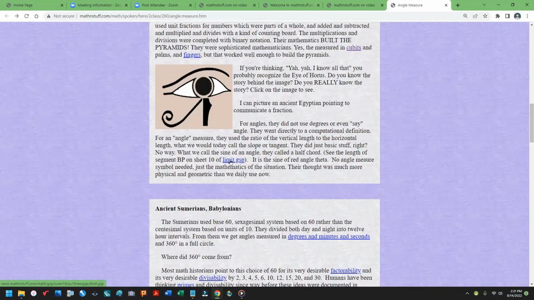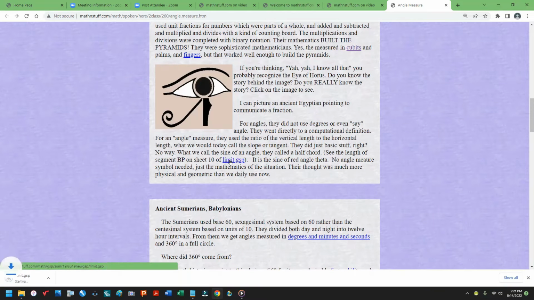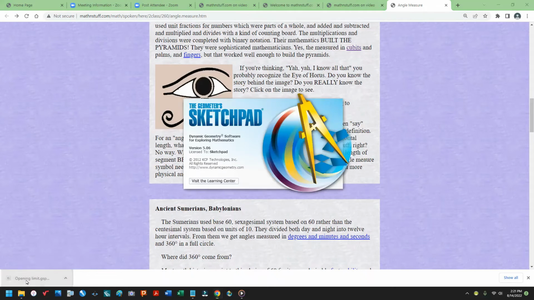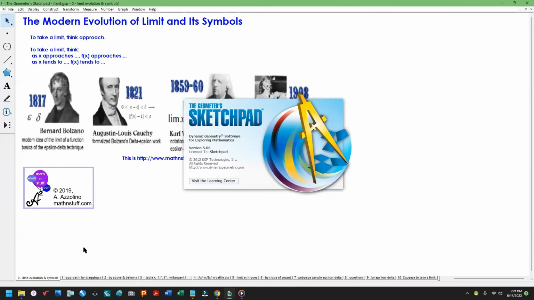Here's another Sketchpad that I'm just going to download and open, and we're not going to do much on it. I think I want page 10.